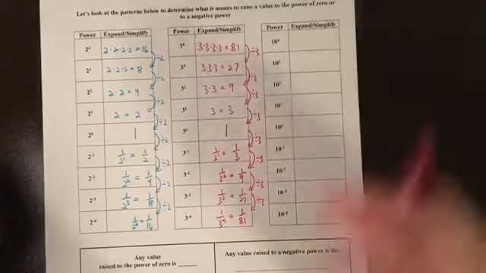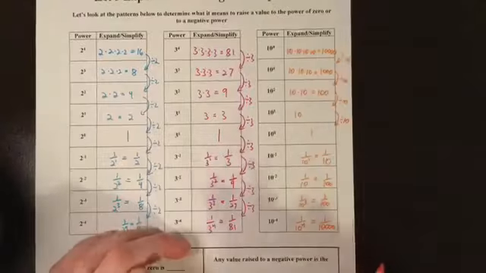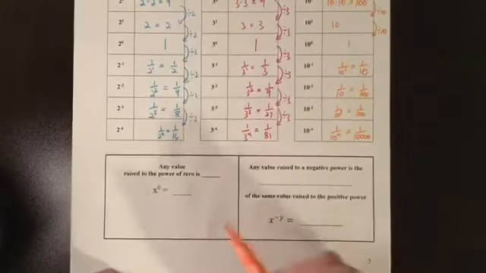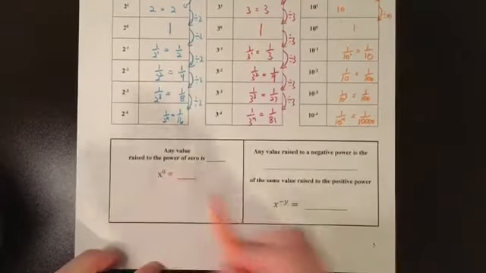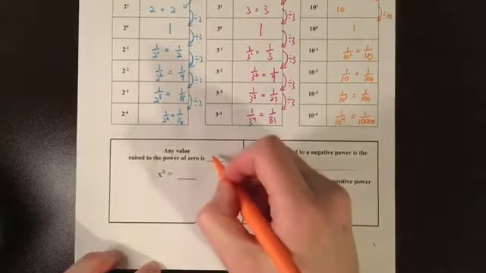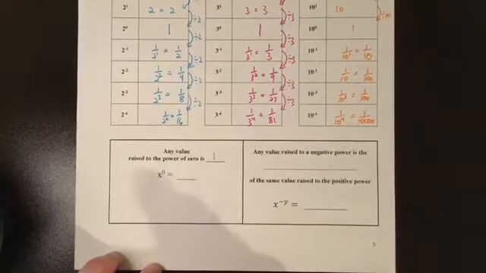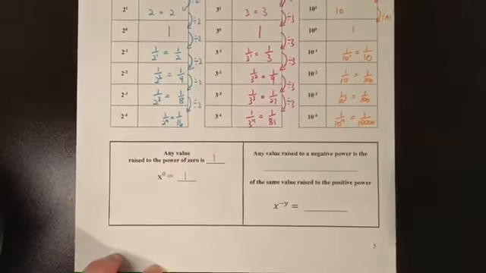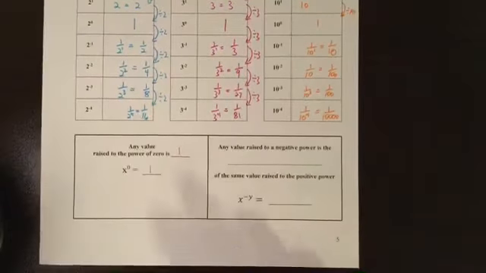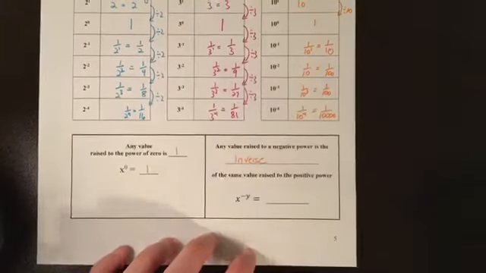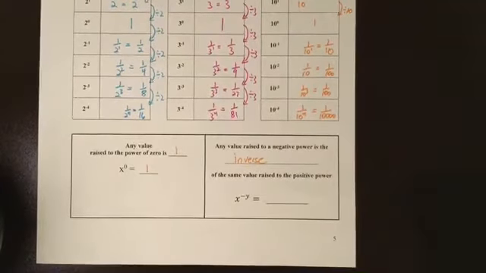Okay? And the same thing works here with our powers of 10. So let's take that rule and put it into place, and we do it algebraically. Any value raised to the power of 0 is 1. Even if it's a variable. X to the 0 power is 1. Any value raised to a negative power is what we call the inverse of the value raised to the positive power. So you've got that flip.